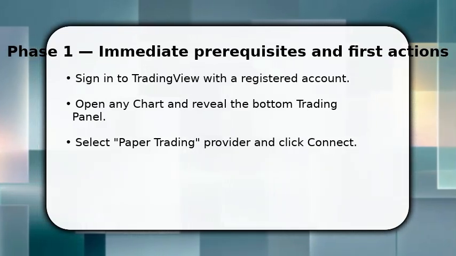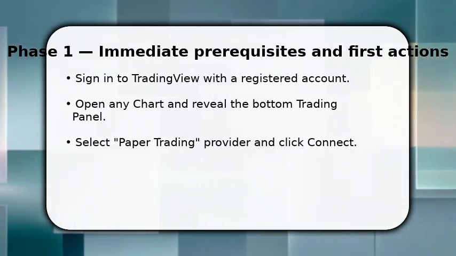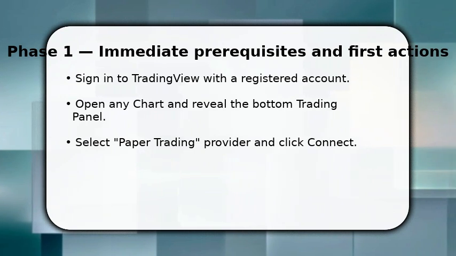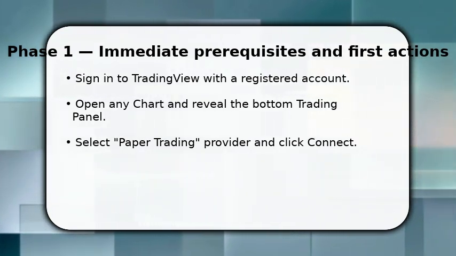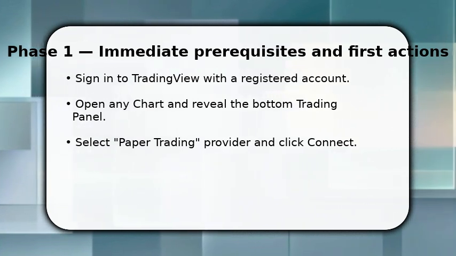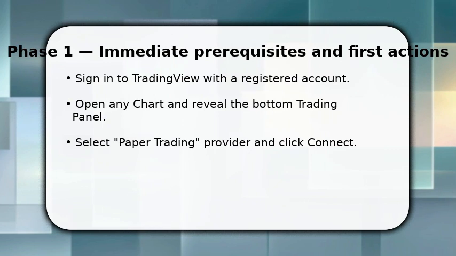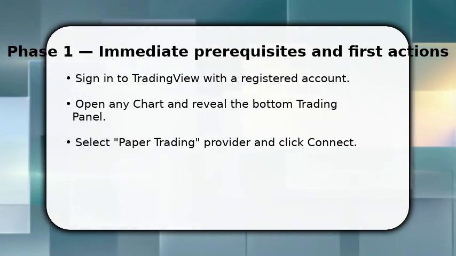You begin by opening TradingView and signing in. Once logged in, open a chart you want to practice on. Next, reveal the trading panel at the bottom of the screen. This is where simulated orders live. Click the provider drop-down, choose Paper Trading by TradingView, then hit Connect.